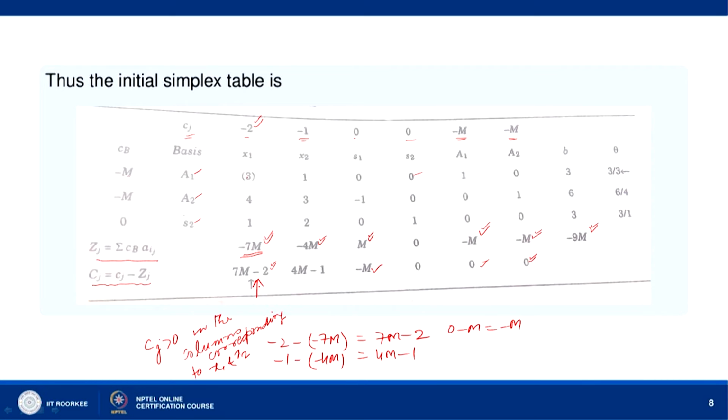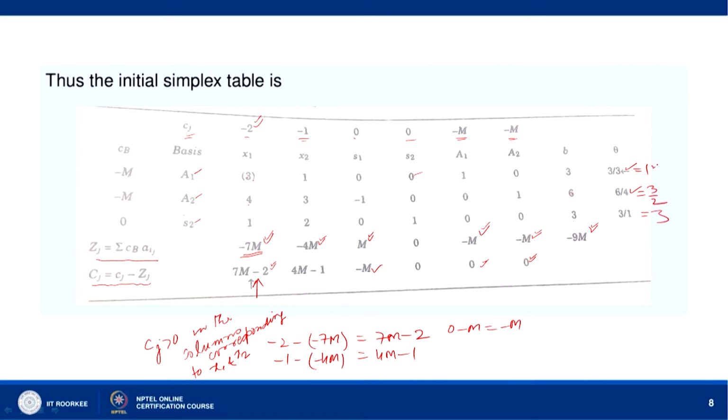And then we have to find the key row. The elements of the B column are divided by the corresponding elements of the key column. So, 3 over 3 gives you 1, and 6 over 4 gives you 3 by 2, and then 3 divided by 1 is equal to 3. Now, we have to find the minimum of these 3 values.